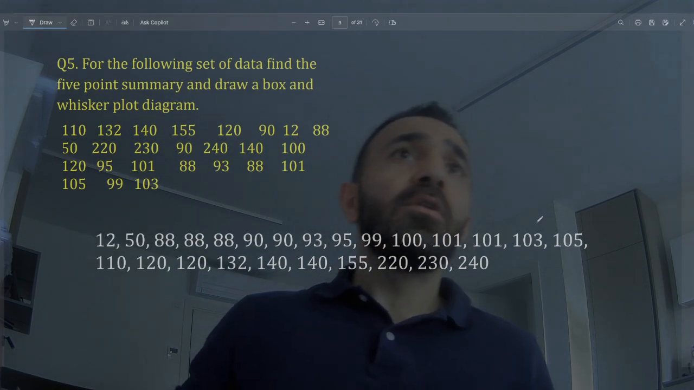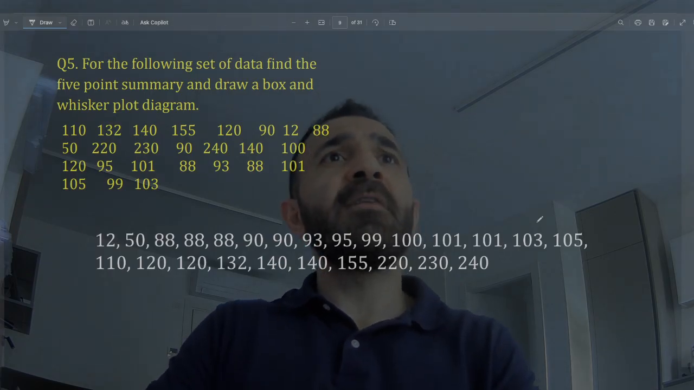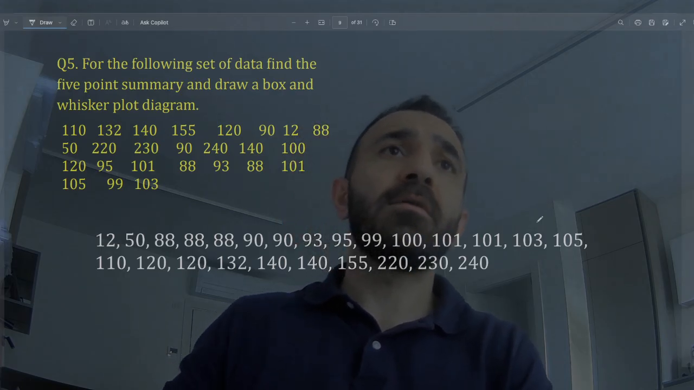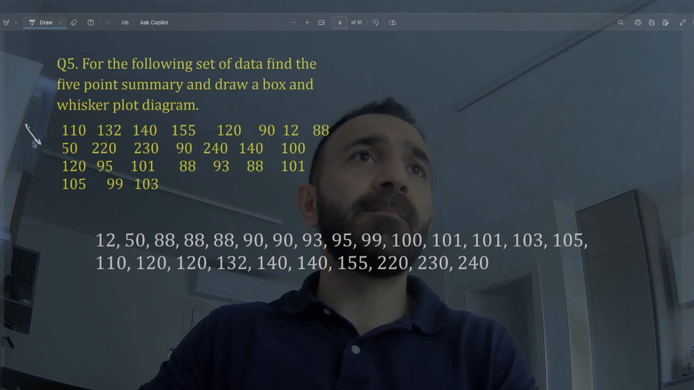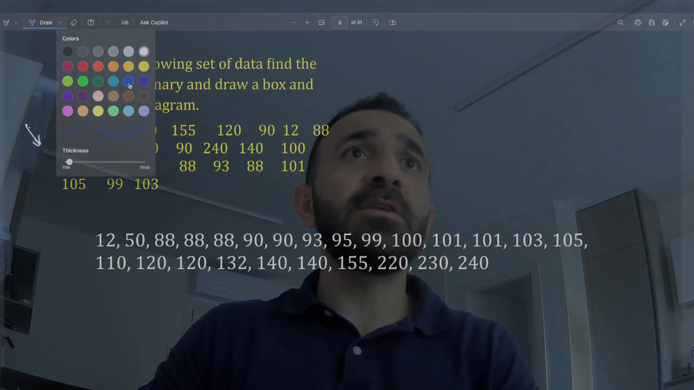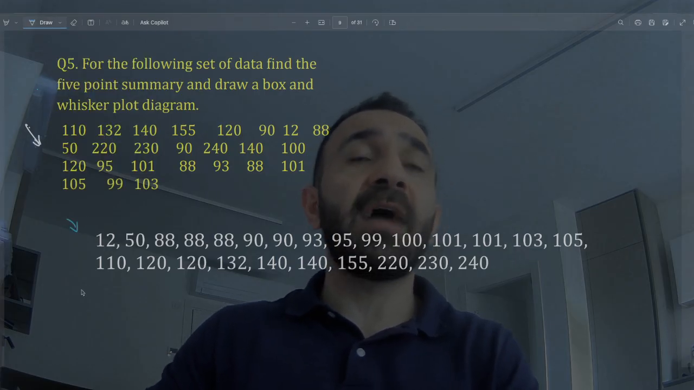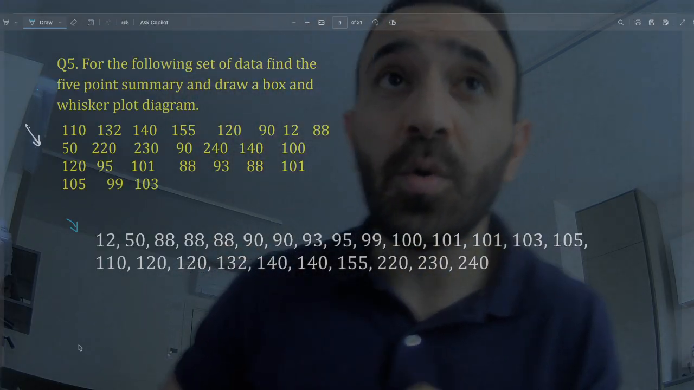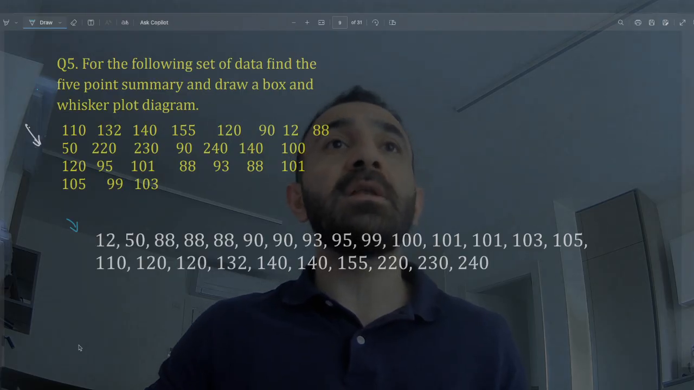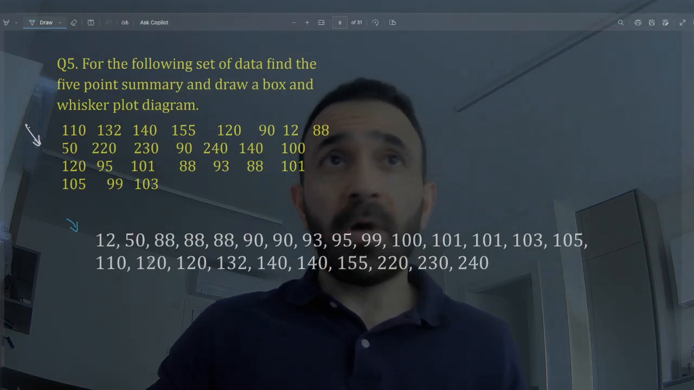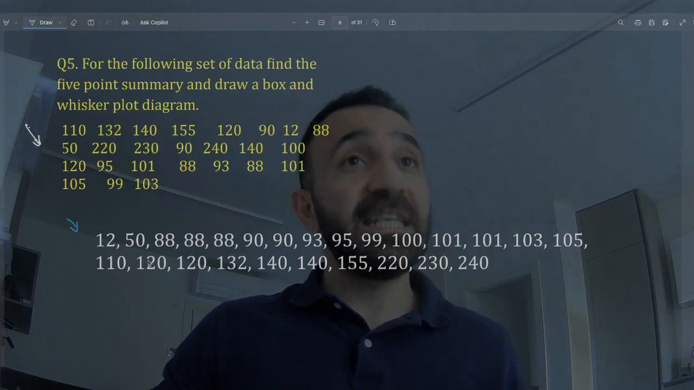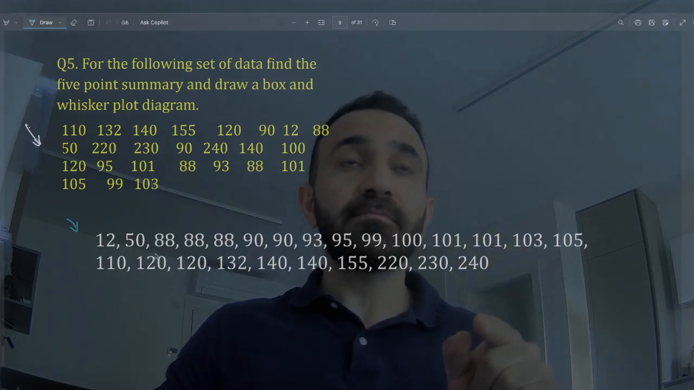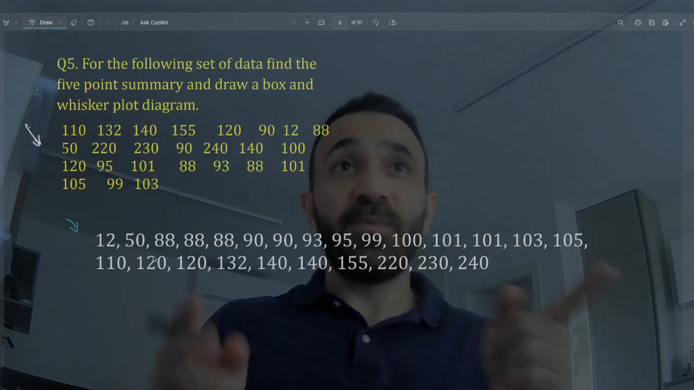Now, for the following set of data, find the 5-point summary of data and draw a box and whisker plot diagram. Okay, so you have the data here. The very first thing you need to do is to put the data in order. I have done it earlier, but in your exam, you have to do it on your own. I have explained how to do it with the GDC calculator, TI-Nspire, but in your exam, you're supposed to do it on your own, especially if it's without calculator.